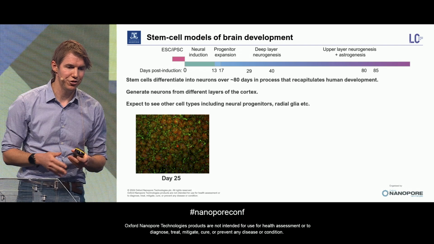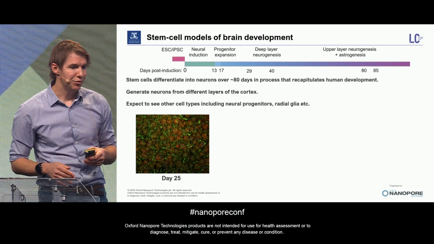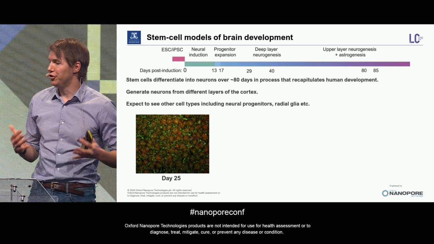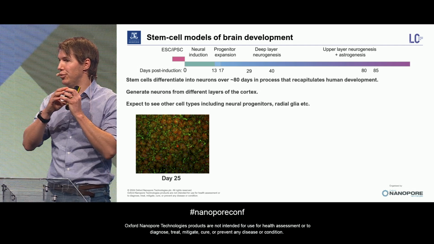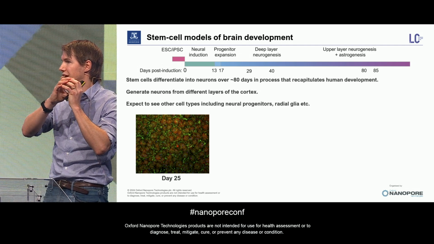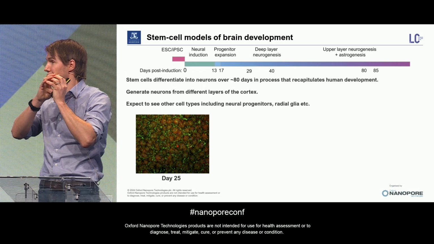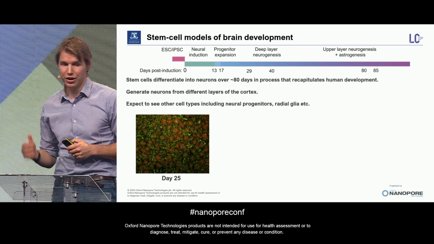And so to show you some pictures of what it looks like, this is day 25, where you have mostly neural progenitors. If you can see in the red, you get these little circular clusters. These are called neural rosettes, and these are the developing progenitors and really early neurons.